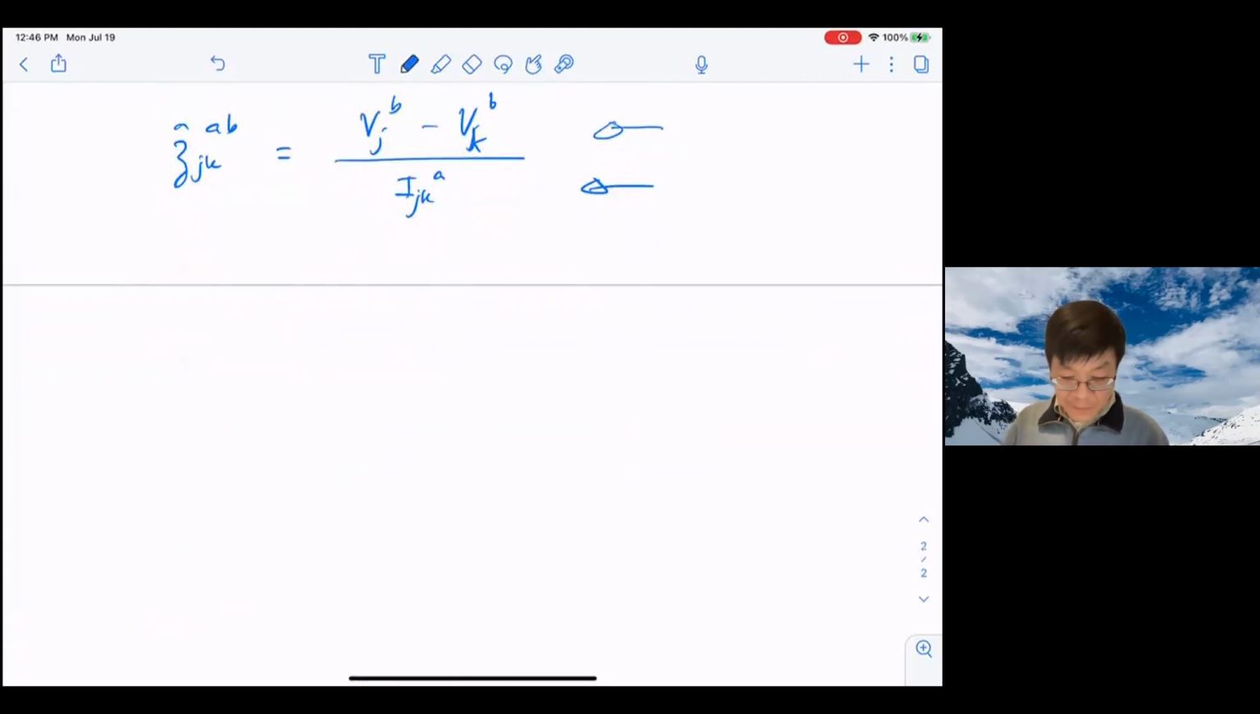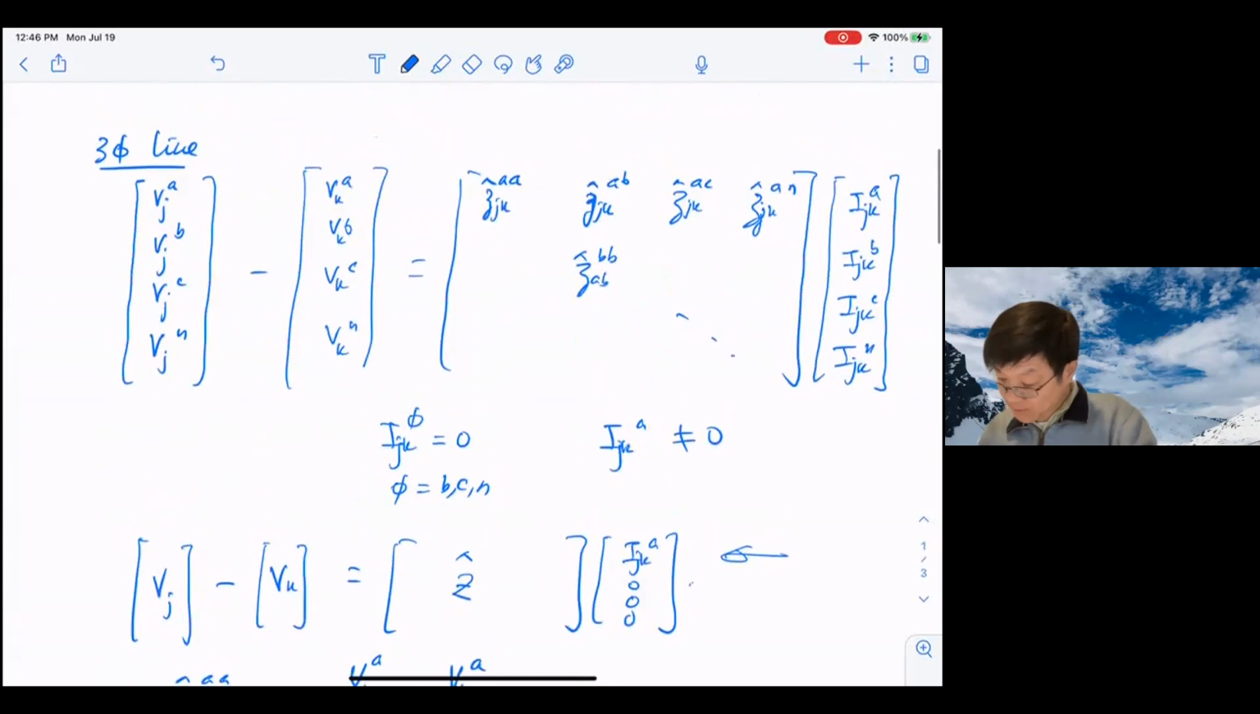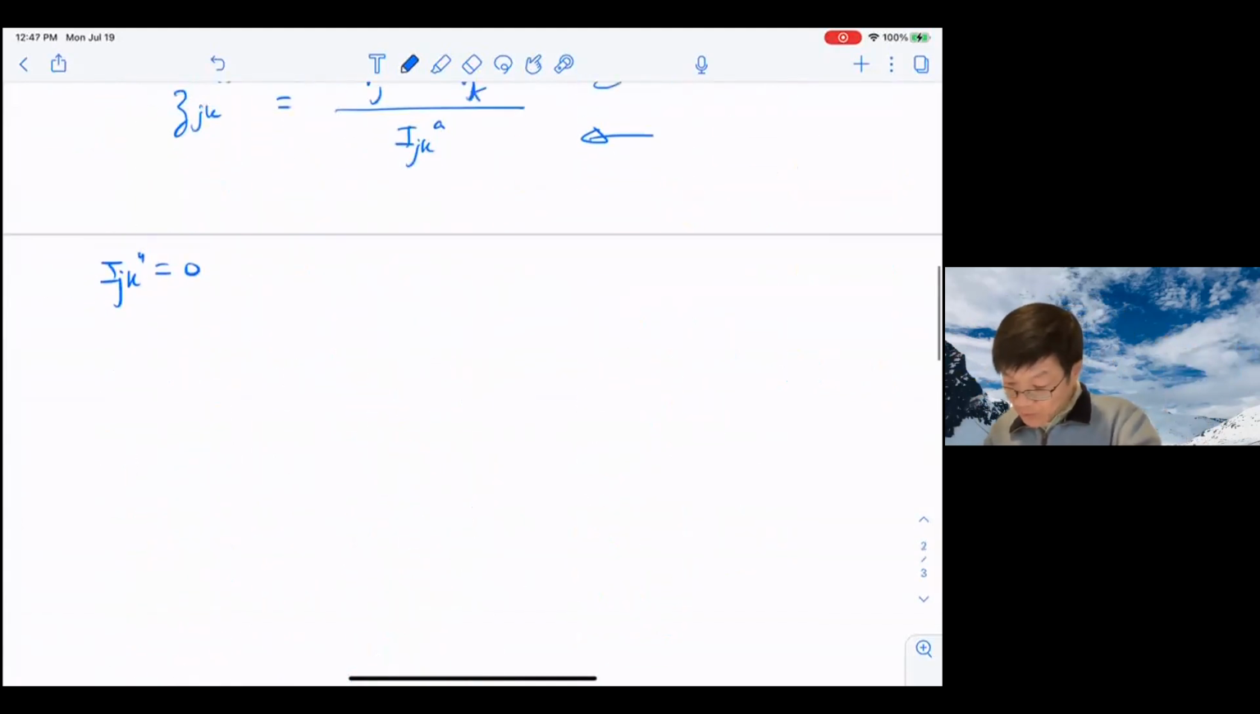Now, very often in practice, typically either the neutral line is absent, let's say if you have delta load or delta sources, then there's no neutral line, or both the neutral lines are at the sending and receiving end and grounded. Now, in those cases, in the first case, if there's no neutral line, we just set I_jk^n equals 0 in this equation. In the second case, if both ends are grounded, then we get V_j^n equals V_k^n.